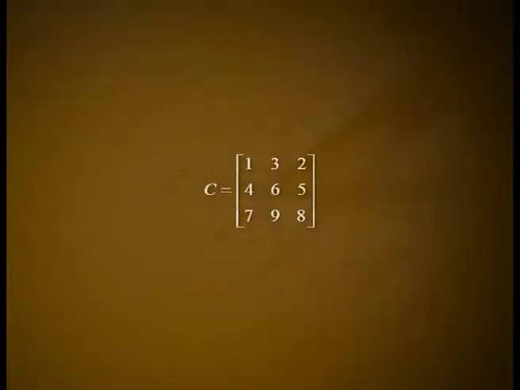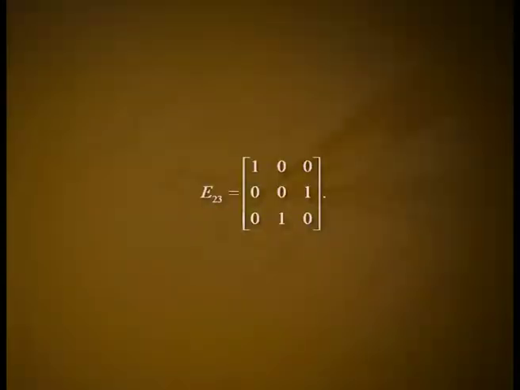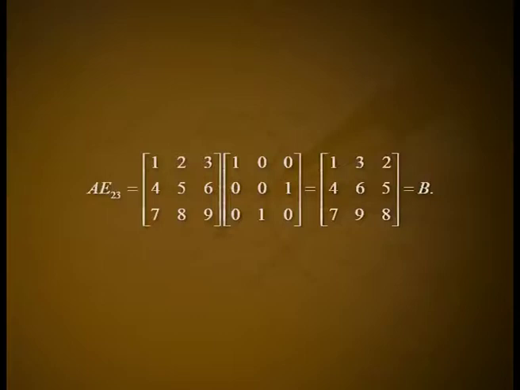Applying C2,3 on A, we obtain C equal to 1, 3, 2, 4, 6, 5, 7, 9, 8. Applying C2,3 on the 3 square identity matrix, we obtain E2,3 equal to 1, 0, 0, 0, 0, 1, 0, 1, 0. Hence, A E2,3 is equal to 1, 2, 3, 4, 5, 6, 7, 8, 9 times 1, 0, 0, 0, 0, 1, 0, 1, 0, which is equal to 1, 3, 2, 4, 6, 5, 7, 9, 8, which is equal to B. Proof of theorem 5.